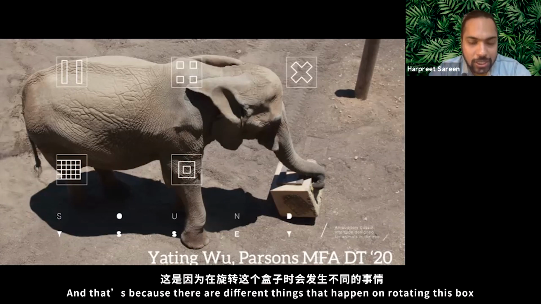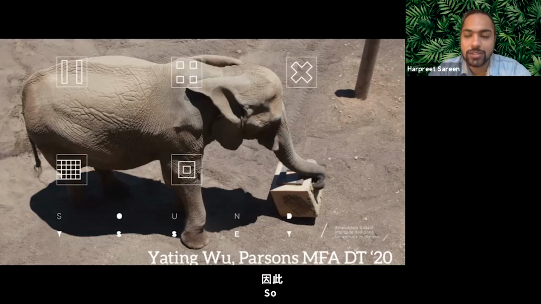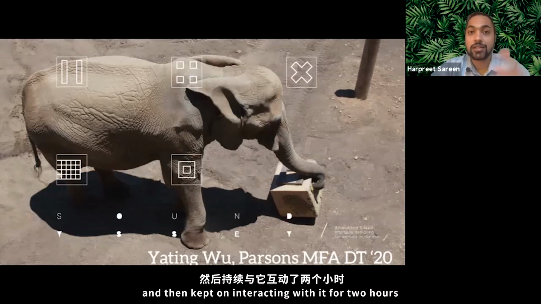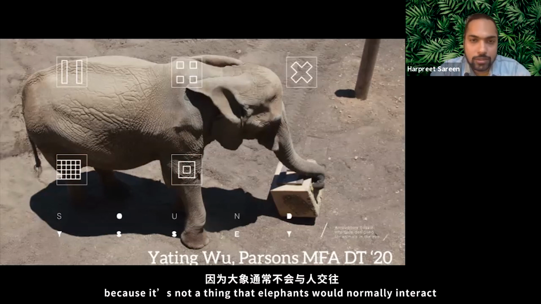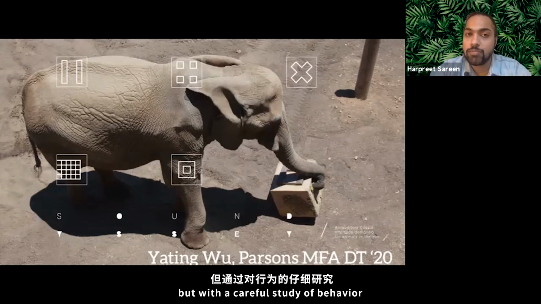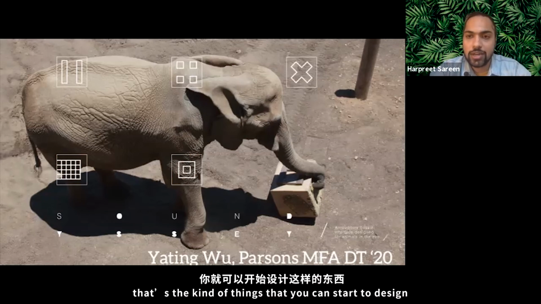That's because different things happen on rotating this box. So the elephant got super curious and kept on interacting with it for 2 hours. The animal keeper said that generally doesn't happen, because it's not something elephants would normally interact with. But with a careful study of behavior, that's the kind of thing you can start to design.